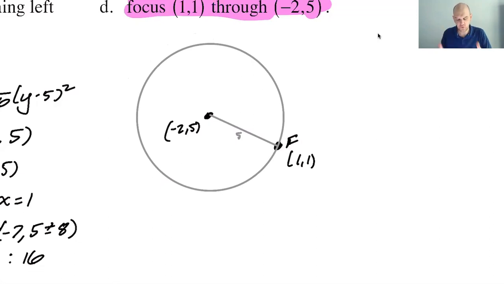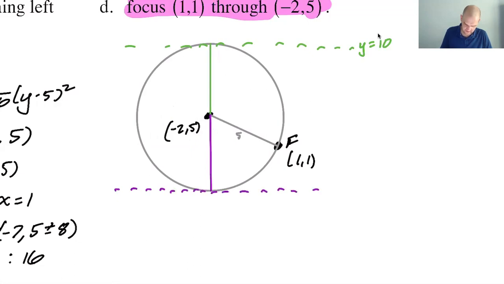So the distance from the point to the focus is the same as the distance from the point to the directrix, which means if I go 5 units up from the point, I will get one possible directrix. So there could be a directrix up here, and this directrix would be at y equals 10, because we were at 5 and we went 5 units up. 5 plus 5 is 10. We could go down 5, and this would give us another possible directrix at y equals 0. Because the distance is still 5, we could also go this way 5 units.